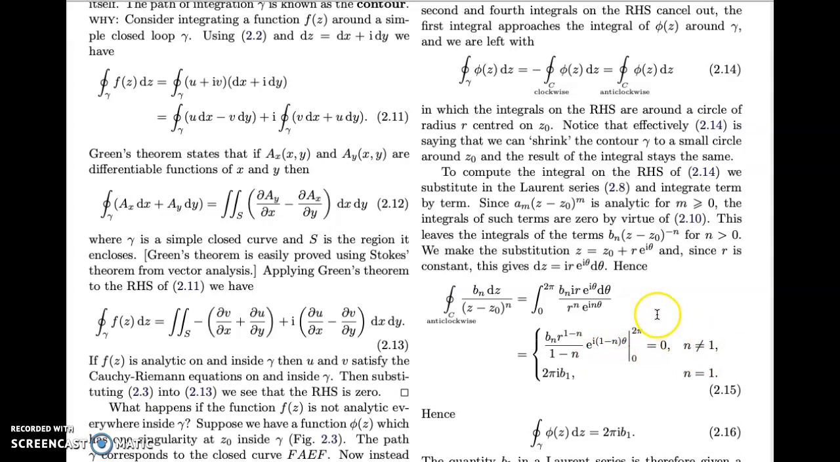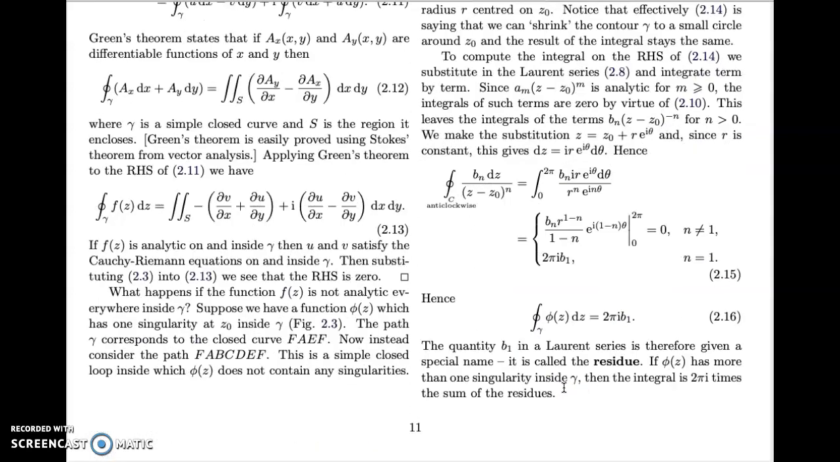If n is 1, then what happens? Well, e to the i theta cancels the e to the i n theta. They're both the same thing. And n is 1, so the r's cancel. We just end up with i times b_n integrated from 0 to 2 pi, which is simply 2 pi i b_1, because n is 1. So when we do this integral, all we're left with is 2 pi i times b_1.